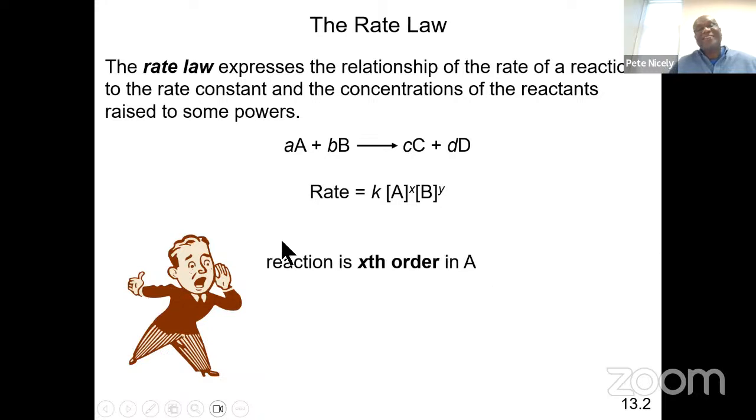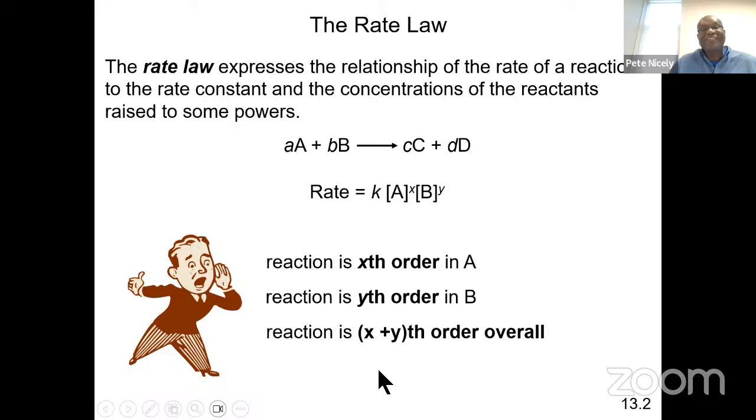So as I was saying, based on this expression right here, which says rate is equal to k times the concentration of A raised to the x times the concentration of B raised to the y, we can say that the reaction is xth order with respect to A and yth order with respect to B. And then I was about to say that the total order is the sum of the individual orders. So in this case here, it's x plus y, all right?